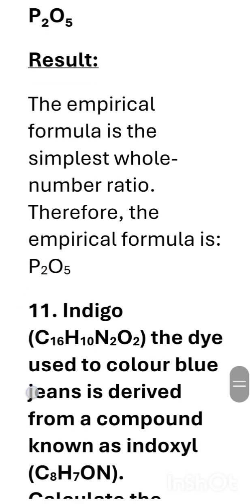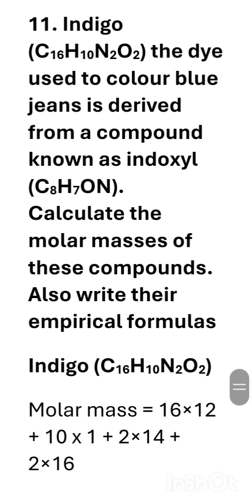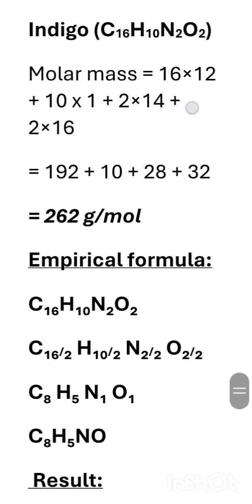Now let's see, we can also solve the question number 11, as it is also the same. Indigo, which is a dye used to color the jeans, and it's derived from a compound indoxyl. We have to calculate the molar masses of these compounds along with the empirical formulas. So first we will go for indigo. The indigo molecular formula is given, we just have to see the masses.